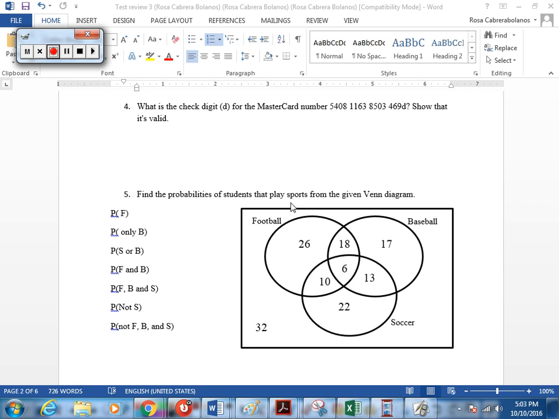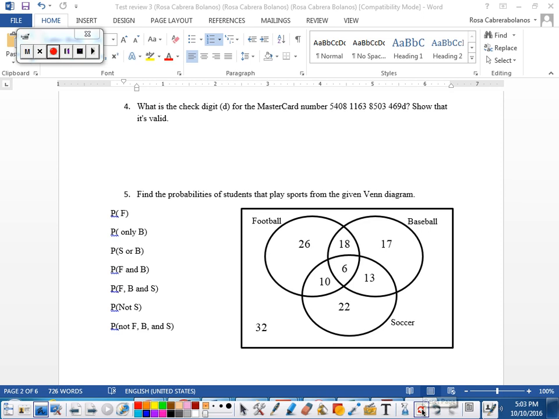For question number 4, this is the one where you have to label your credit card number odd, even. I don't know why this pen is being so annoying, like always, but odd, even, of course, on each of those numbers. You already know how to label that.